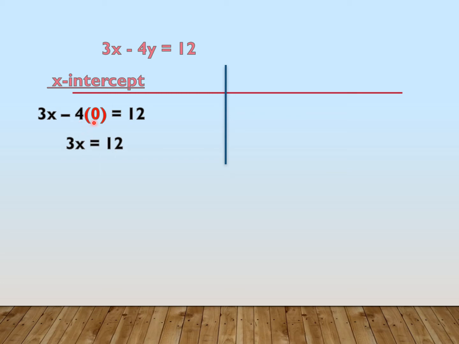Because negative 4 times 0 is 0. So wala na po yan. Simply 3x na lang po ang natira sa kaliwa, equal to 12. Then use division property of equality. We divide both sides of the equation by 3. And x is equal to 4. Then our x-intercept is (4, 0).